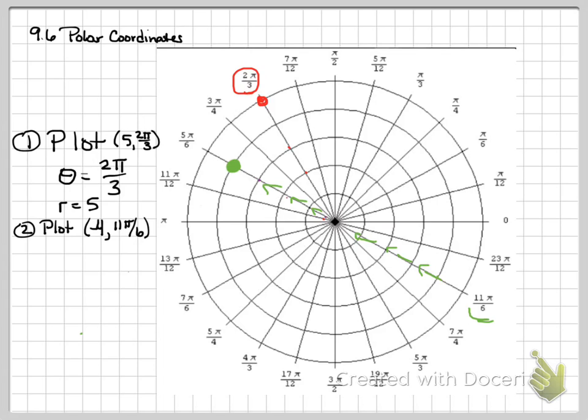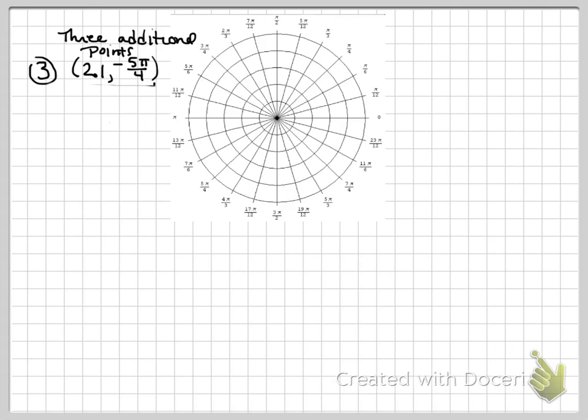Now the next thing is where we are going to look at finding other points that have the same value. Because the one thing about the polar graphs, if you read the beginning, each point, there's an infinite number of ways to write it, based upon how many times you go around the circle. So let's go to our next graph, and we're going to write 3 additional points for our radius of 2.1, and our theta is -5 pi over 4. Well, if I look where -5 pi over 4 is, that puts me right here, which is 3 pi over 4.